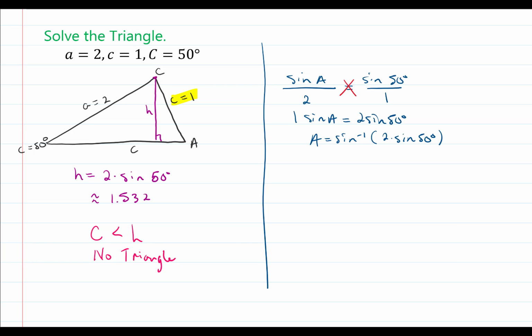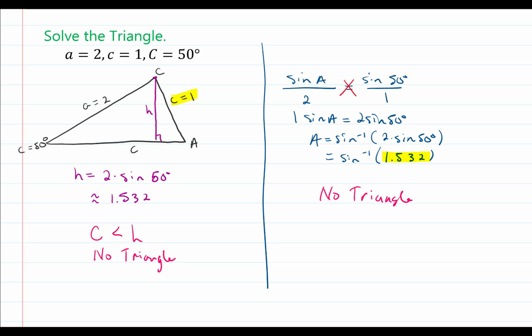Now if you type this into your calculator, making sure that your calculator is in degree mode, what you'll find is that you'll be given a domain error. And this is because we know that 2 times the sine of 50 degrees is approximately 1.532. So we would have the inverse sine of approximately 1.532. Well, that is not defined for inverse sine. For inverse sine, the value needs to be between -1 and 1. So as a result, you get a domain error, which tells you that this information does not result in a triangle.